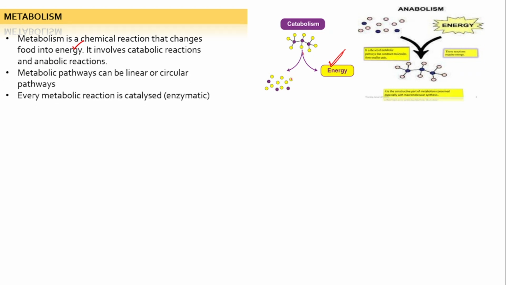Metabolic pathways can be linear or circular pathways. They can be linear, like a straight line, and sometimes circular. So here the reaction occurs, then it goes through a sequence of events, coming again and joining into another reaction. So this is called a cyclic pathway, and this is a linear pathway. In a linear pathway, the product will be released into the system.